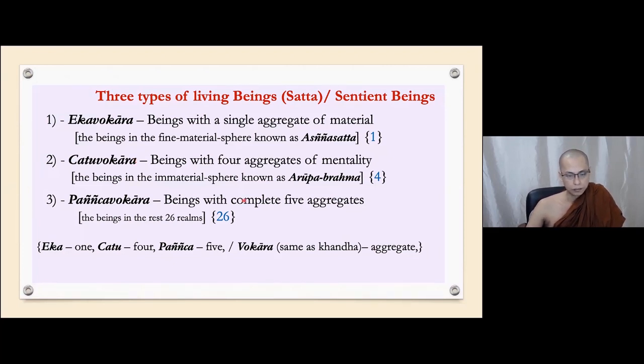And the rest, 26, including the other brahma worlds, deva realms, human realms, and the four awful states. Altogether, in 26 realms of existence, the beings are considered as having the complete five aggregates. So this is the classification of beings due to the aggregates they belong to. We already introduced this in lesson two. So Eka, Catu, Pañca are the numbers, and vokara is aggregate. Okay.